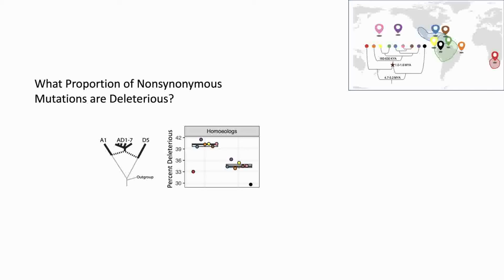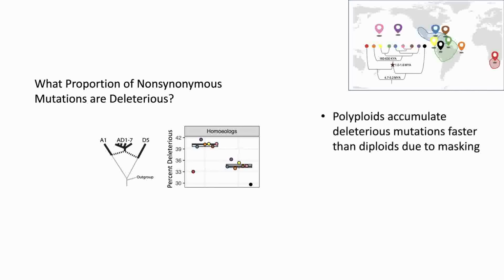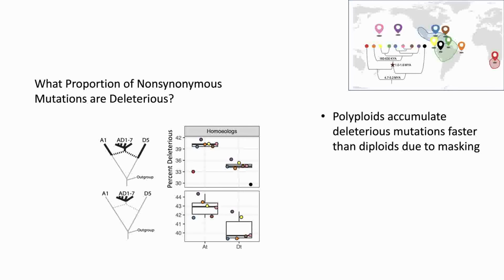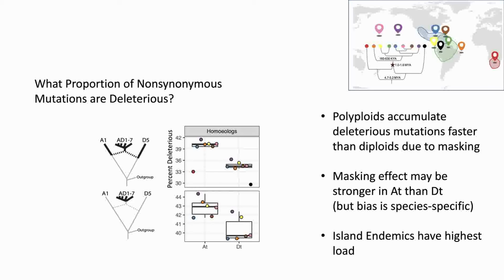If we were to look at the proportion of all the non-synonymous mutations that are deleterious, we also see a difference between the diploids and polyploids here. So this indicates that polyploids accumulate deleterious mutations faster than diploids do, due to that masking effect of having duplicated genes in the genome. And again, if we were to look at just those mutations that have arisen since polyploid formation, we see a lot of differences between species, and we also see a fairly consistent difference between subgenomes here. And again, this also indicates that these island endemics may have the highest load due to that founding effect.